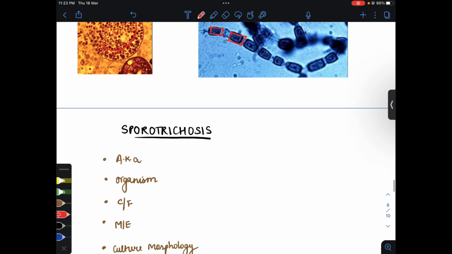Now the next letter changes shape. S represents sporotrichosis, which is also known as Sporothrix, which is also known as Rose Gardener disease. Rose Gardener disease, or we can also say Sporothrix.